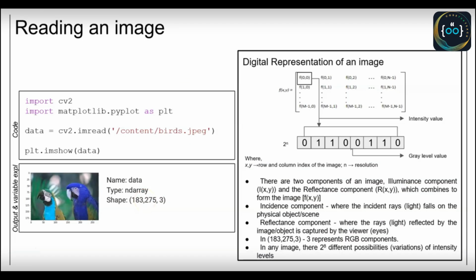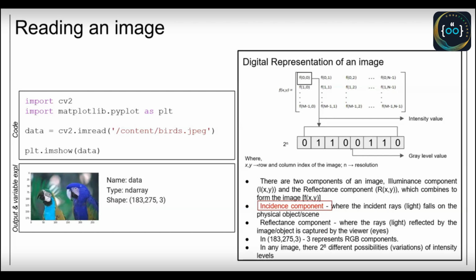In this session, you will learn how to read and write an image. When I say write an image, I am referring to saving the image. Every image you see consists of two parts. One is the illuminance component. Think of this as the light that shines on an object. The other is the reflectance component, which is how much of that light is reflected off the object and captured by the camera or your eyes. Together, these two parts combine to form the image we see.